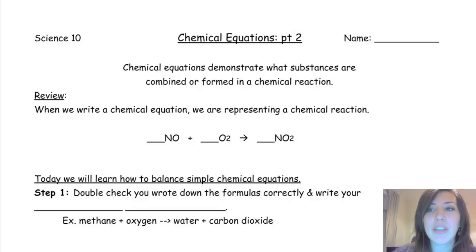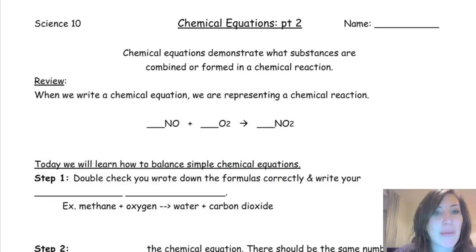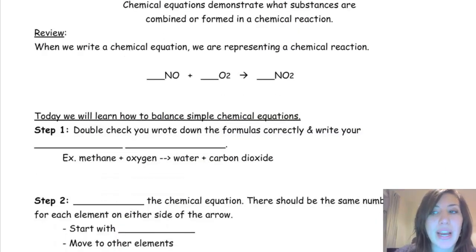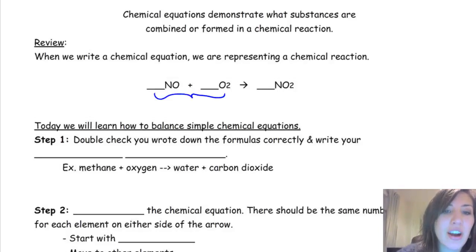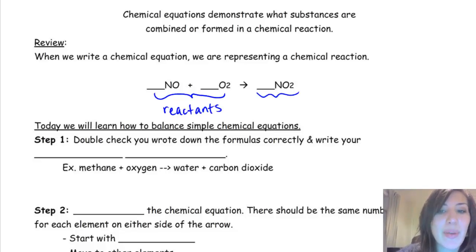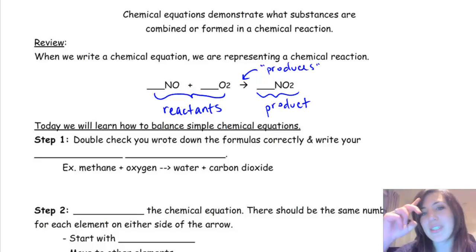So we know that chemical equations demonstrate what substances are combined or formed in a chemical reaction. So when we write a chemical reaction equation, we're representing a chemical reaction. Here on the left, these are our reactants. And on the right side, we have the products. In this case, there's just the one product. And this arrow here means produces or yields. Yields is just a fancy word to say produces. So the reactants come together and that produces the products.